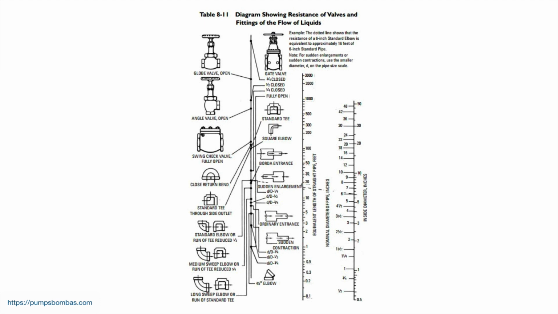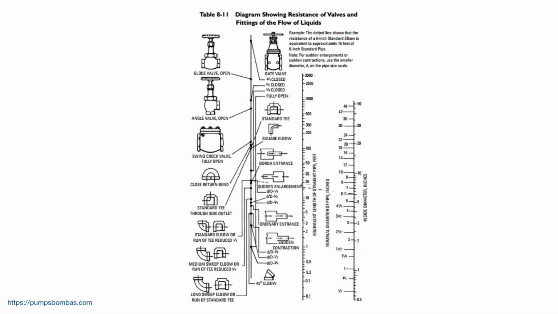In this diagram, we can see the value of the equivalent length of straight pipe for different valves and accessories or fittings. We can see here a globe valve, an angle valve, a swing check valve, and many other fittings such as elbows, tees, sudden enlargement. At the center, we see the equivalent length of straight pipe. In this line, we have this scale with these values. And to the right, the last line is the diameter of the pipe, or sorry, of the accessory or of the valve.